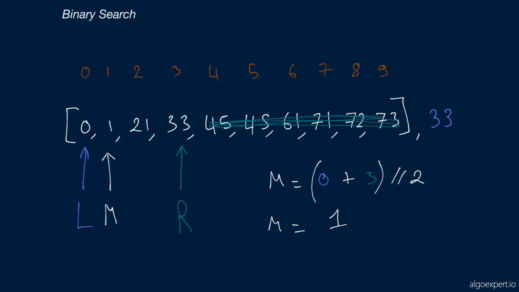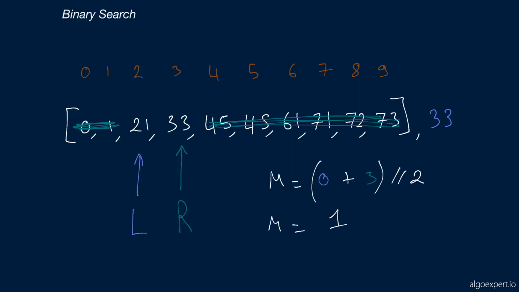1 is smaller than 33, so every number to the left of 1 must also be smaller than 33, since we're dealing with a sorted array. So what we can do is grab our left pointer this time and move it 1 position to the right of the middle pointer, which is here. We can erase our middle pointer, and we can cross out this entire left section of the array, which we've now eliminated.